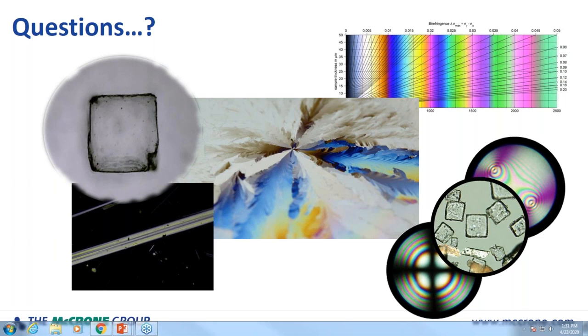Okay, got a question here from Robert. If you have a powdered mixture of glass and quartz, what PLM technique would you use to decide which particles are glass and which are quartz?